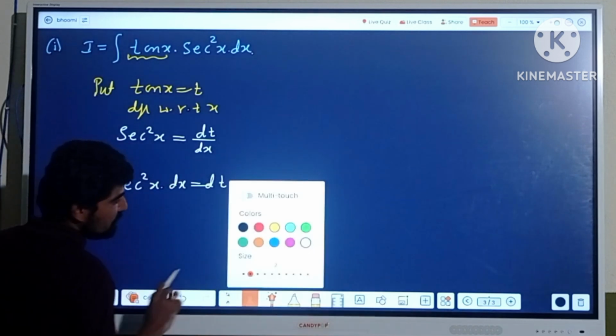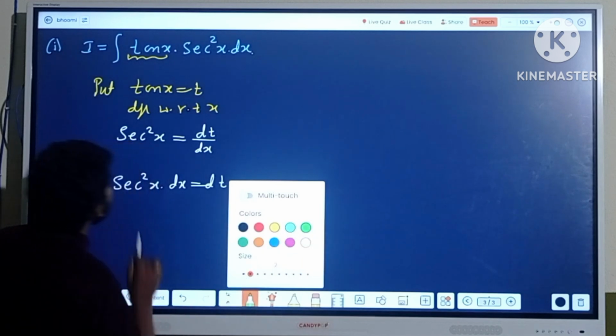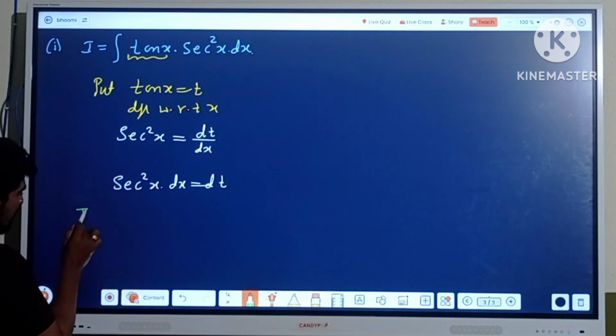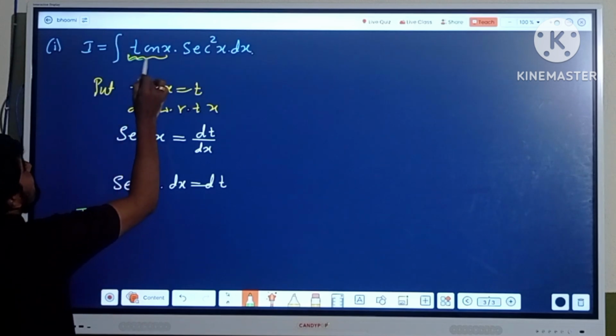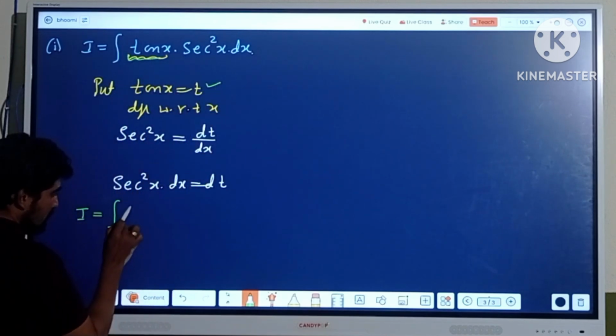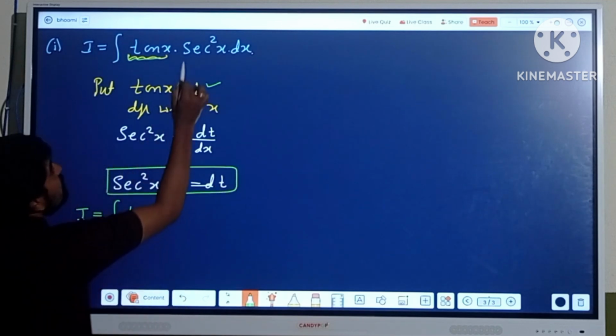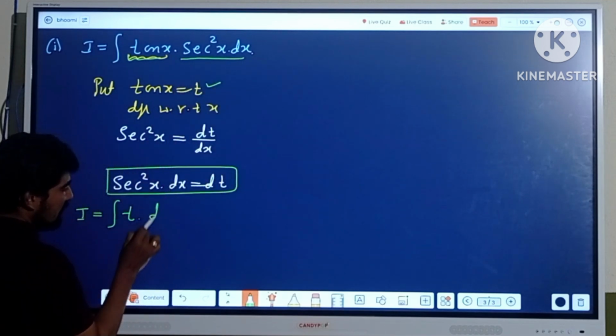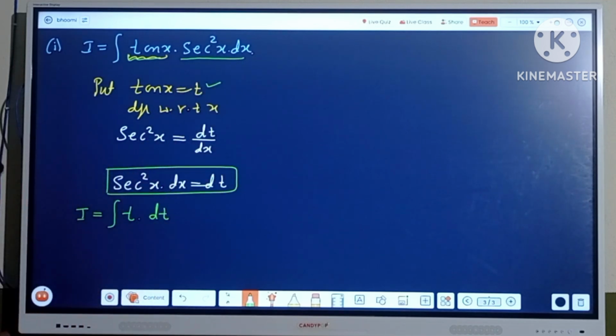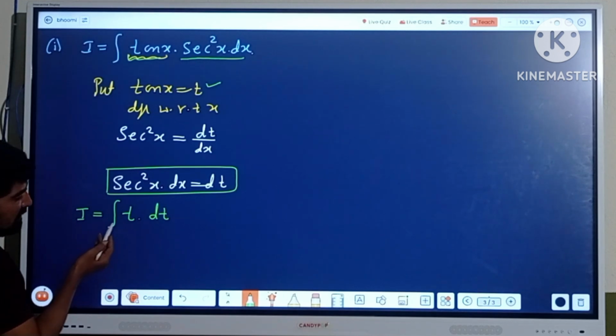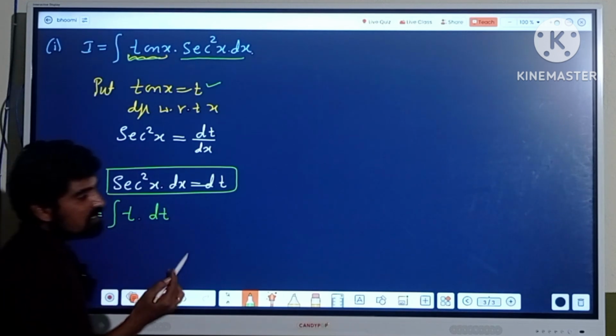So therefore, by using this substitution, integral problem I equals integration of t dt, where we considered tan x equals t, and we obtained secant square x dx equals dt. I hope all of you are understanding. Now, we can easily integrate this integral problem by using the standard formula.